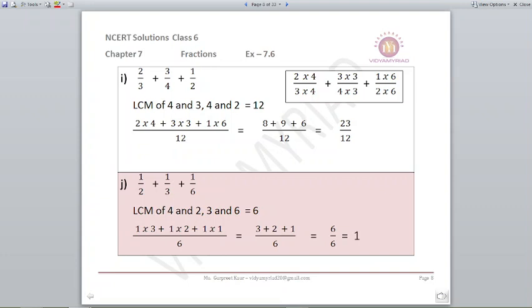Next, 1 upon 2 plus 1 upon 3 plus 1 upon 6. So LCM to be taken of 2, 3 and 6, that is 6 only. So what we will do? 1 will be multiplied by 3 plus 1 will be multiplied by 2 plus 1 will be multiplied by 1. Why 1? 6 is already there in the denominator. So 3 plus 2 plus 1, that is 6 upon 6. Both get cancelled. Answer comes out to be 1.